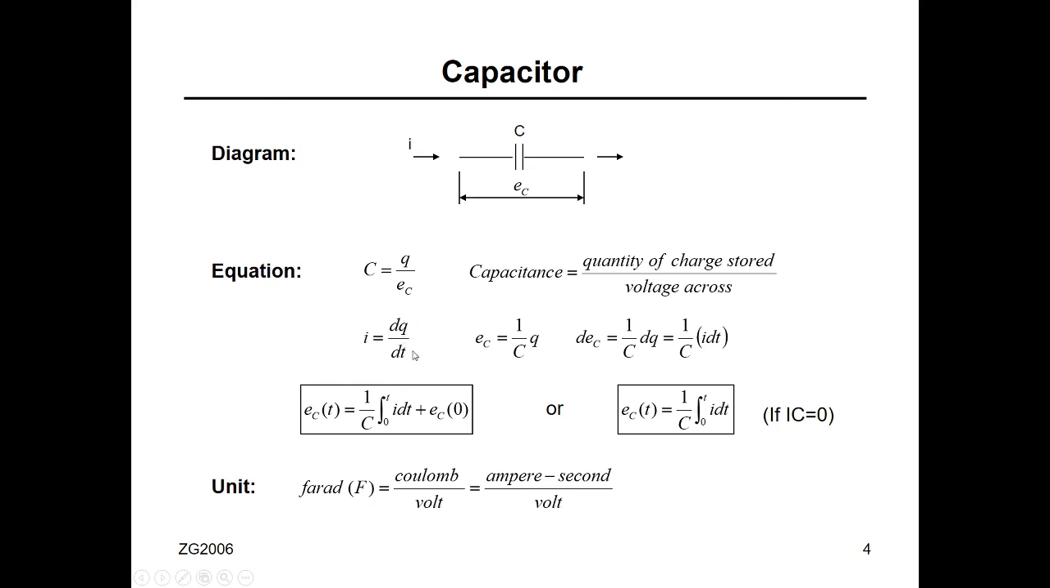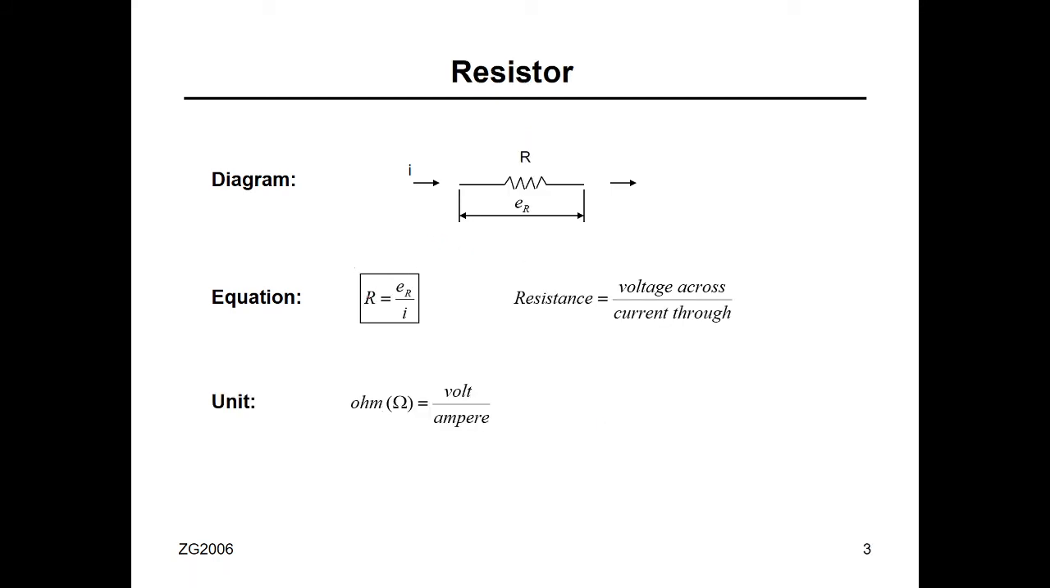I equals the time derivative of the charge. So if you substitute it back into this equation, you have to integrate both sides and you will get the voltage across the capacitor. This is what you need to remember. Let me write what you need to remember: the voltage across the capacitor, and you need to remember this equation, the voltage across the resistor.